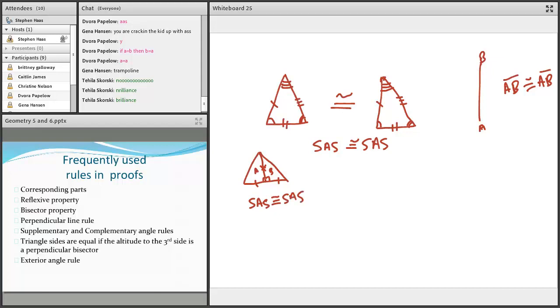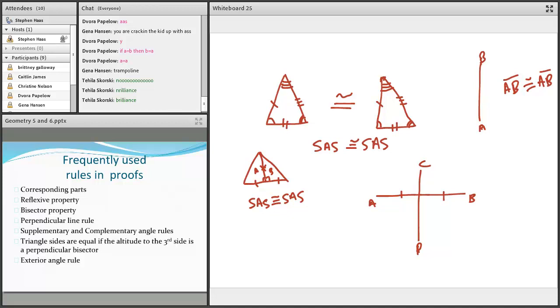The bisector property is simply that a bisector splits something into two. If I tell you, for example, that CD is a bisector of AB, that means it splits AB in half. That means this side of AB is equal to that side of AB.